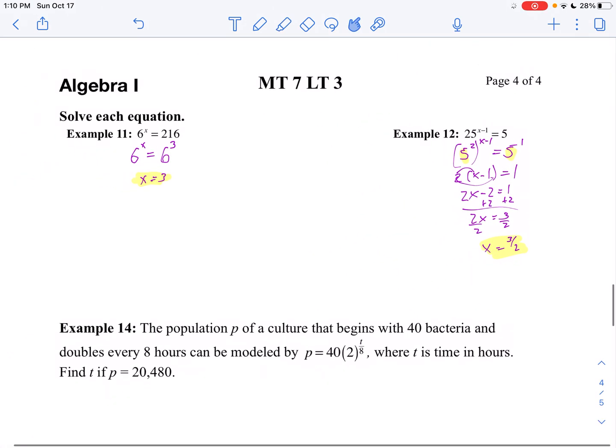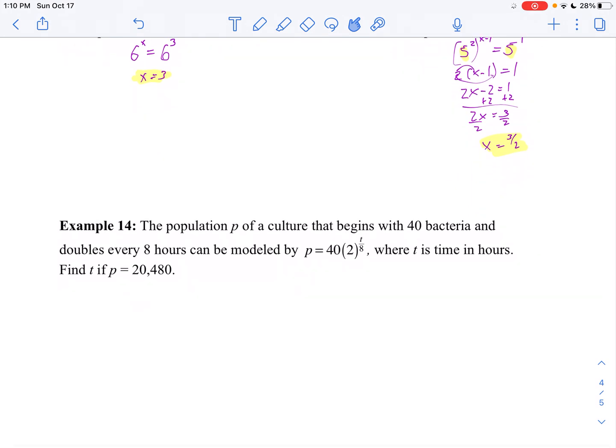Here we have an application problem. It says the population P of a culture that begins with 40 bacteria and doubles every 8 hours can be modeled by P equals 40 times 2 to the T over 8, where T is the time in hours. Find T if the population is 20,480.